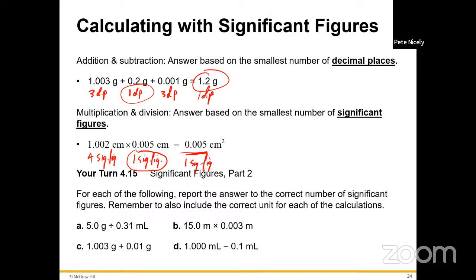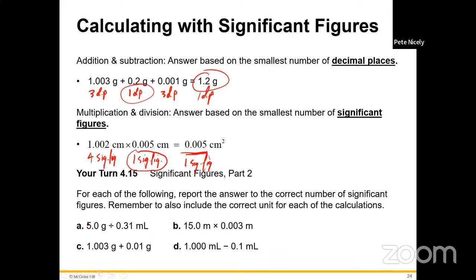So remember, just to recap, if you're adding and/or subtracting numbers, you round off your final answer to the lowest number of decimal places. If you're multiplying and/or dividing, you need to round off your final answer to the lowest number of significant digits. So applying that to these examples right here, let's look at A.